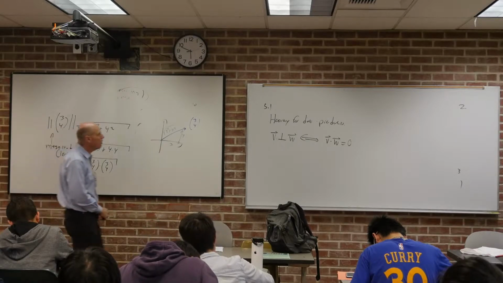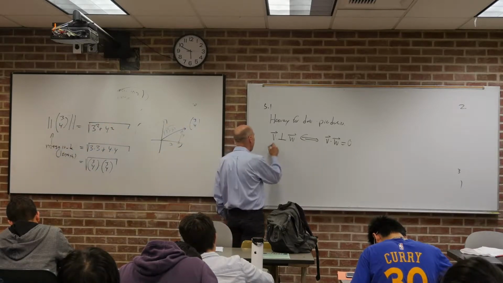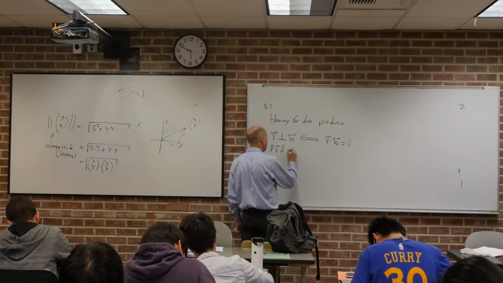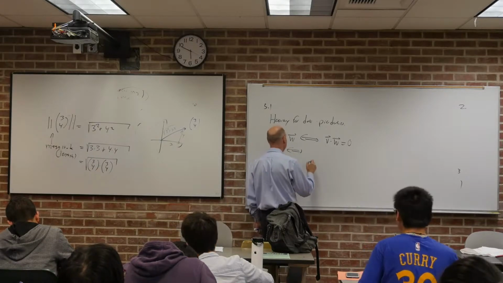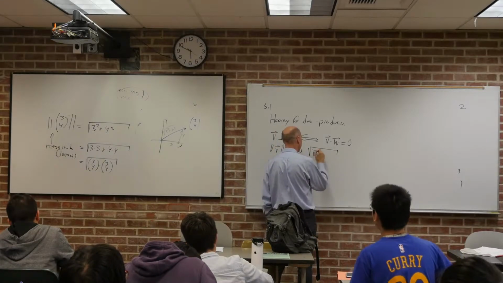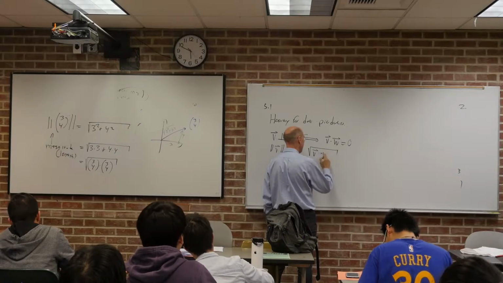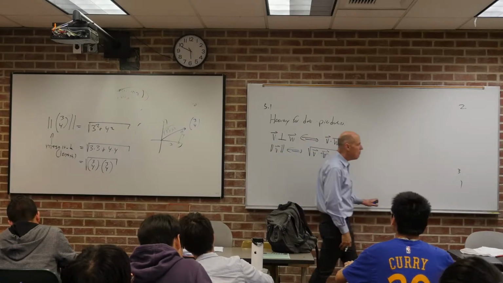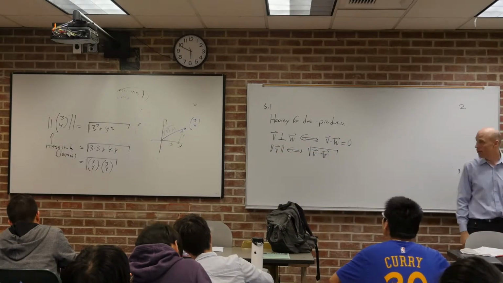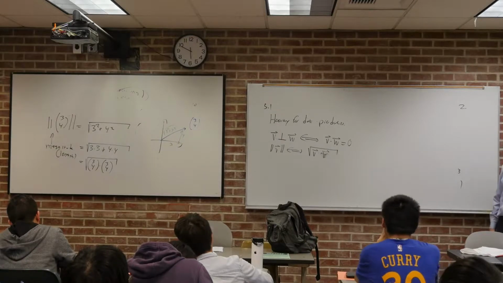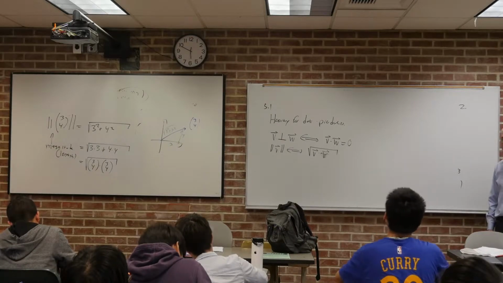So I can also use a dot product to find magnitude. Because the magnitude of a vector is the square root of the dot product of V with itself.